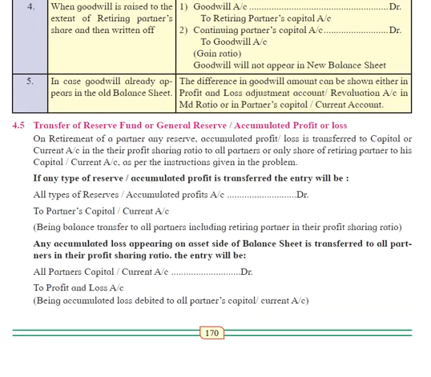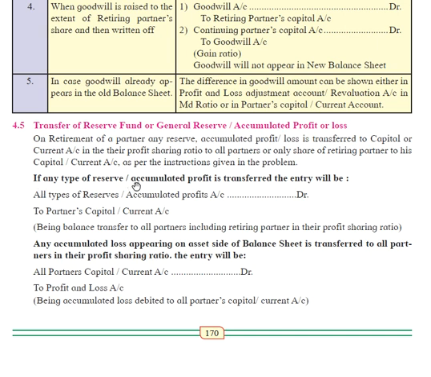And now the transfer of reserve fund, or a journal for reserves and accumulated profit or loss. On retirement of a partner, any reserve or accumulated profit or loss is transferred to capital or current accounts in the profit sharing ratio to all partners, or only the share of the retiring partner to his capital account or current account, as per the instruction given in the problem. If it is mentioned in the problem, then it goes to his capital account or current account.